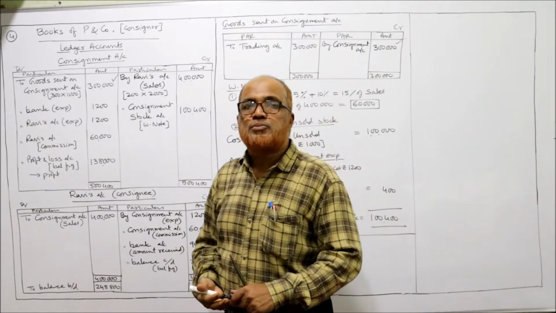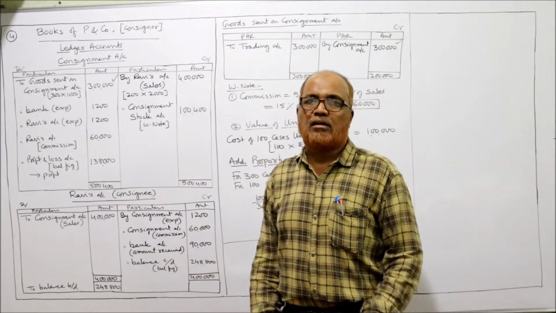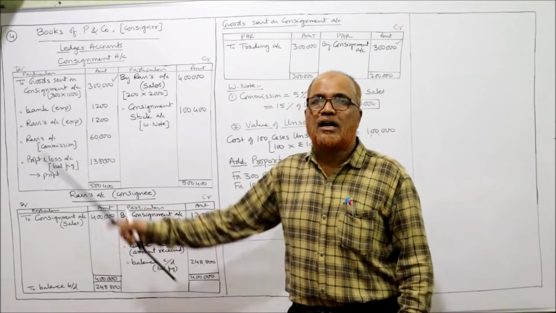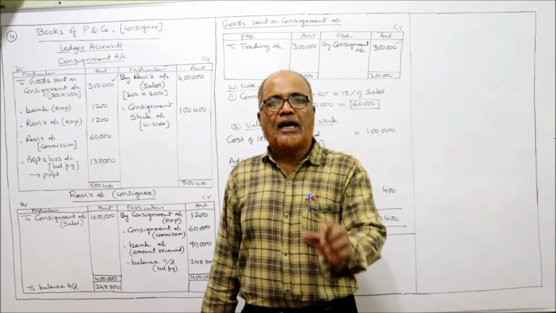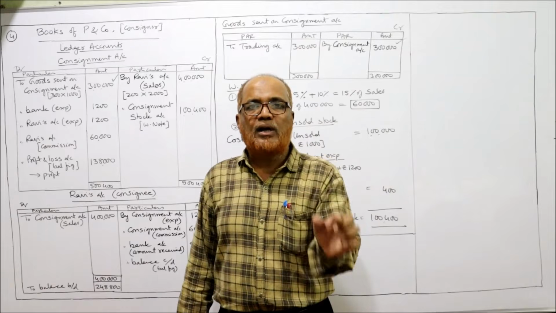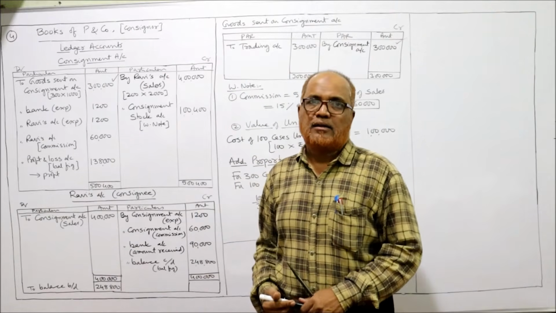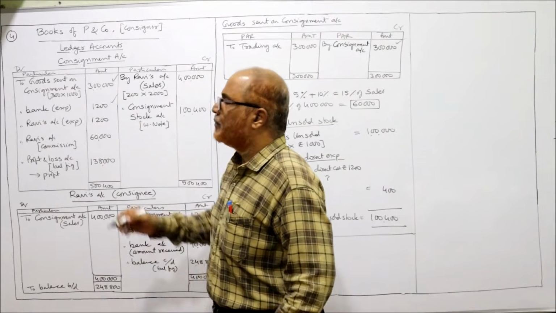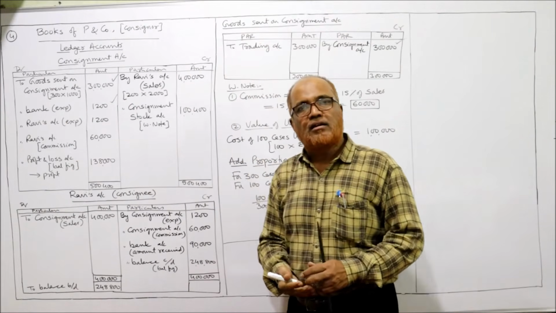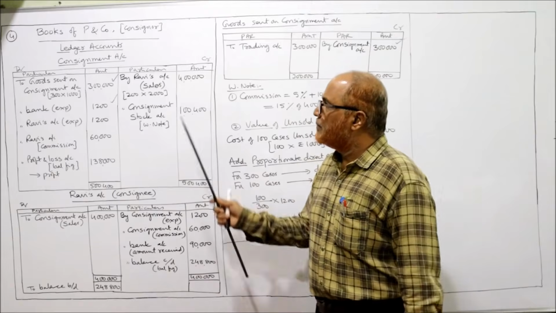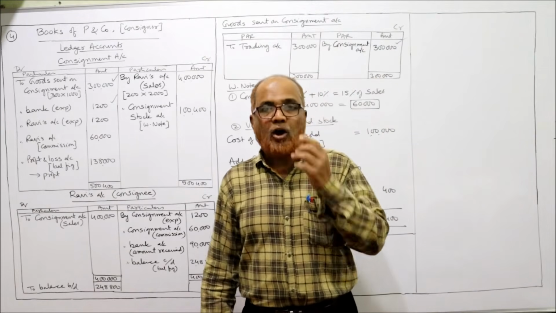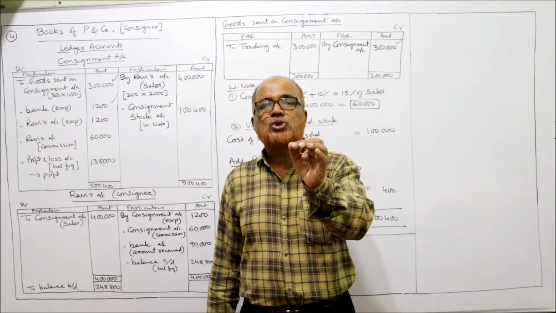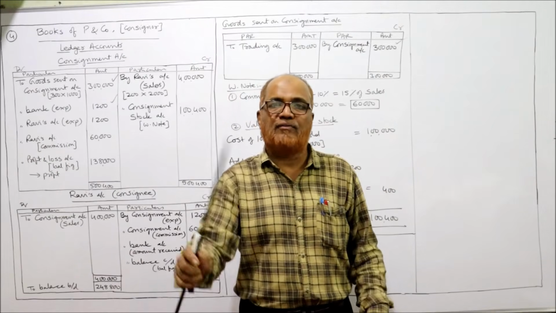The second entry, expenses paid by the consignor. So 1200 rupees expenses are paid by the consignor, that is P and Company. The entry will be consignment account debit to bank. So debit side to bank, expenses 1200 rupees. These are the expenses paid by the consignor. The next entry is regarding the sale. How much is the sale? 200 cases are sold at rupees 2000 each by Ravi.